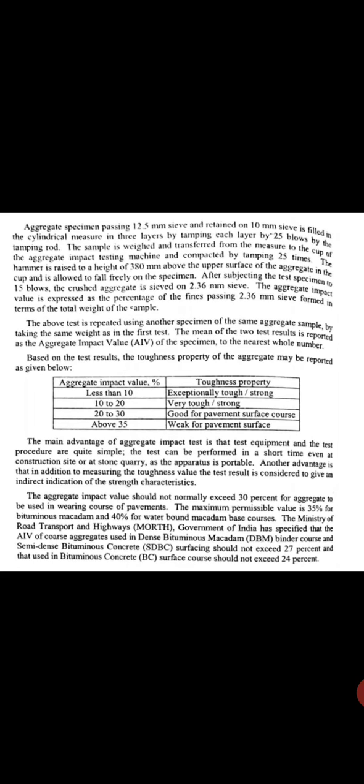The aggregate specimen passing the 12.5 mm sieve and retained on the 10 mm sieve is filled in the cylindrical measure in three layers, tamping each layer by 25 blows of the tamping rod. The sample is weighed and transferred from the measure to the cup of the aggregate impact testing machine and compacted by ramming 25 times. The hammer is raised to a height of 380 mm above the upper surface of the aggregate in the cup and is allowed to fall freely on the specimen.